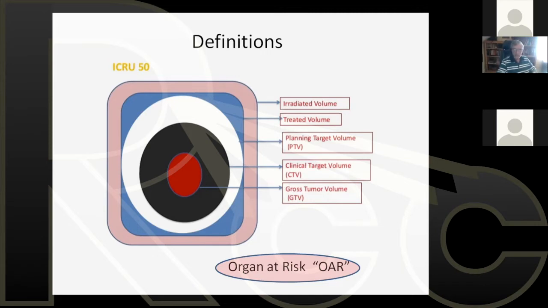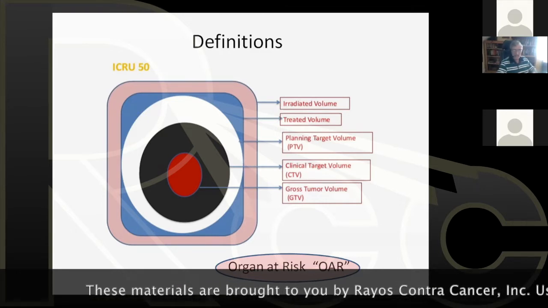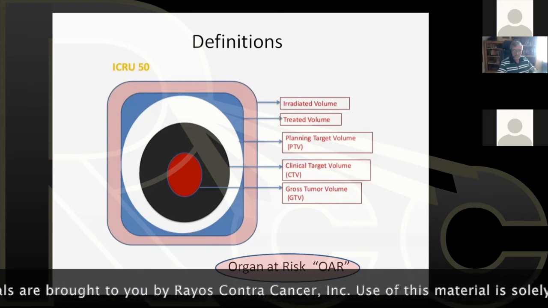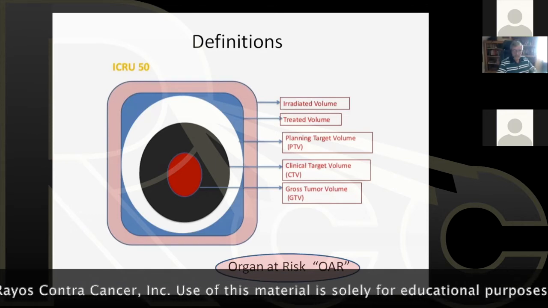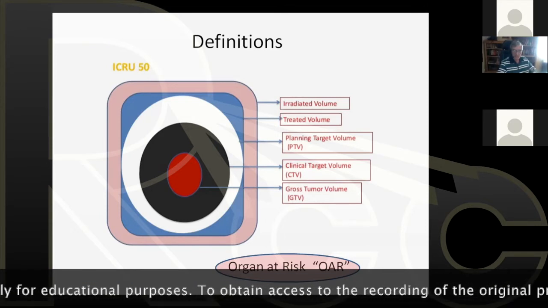The gross tumor volume you see in red in the center, that's called the GTV. Beyond that is the clinician's idea, impression, knowledge of how the cancer microscopically can spread beyond the gross tumor. That's called the clinical target volume, the CTV. The most important one for planners is the planning target volume, the PTV. The PTV takes into account all of the uncertainties in the planning and delivery process.